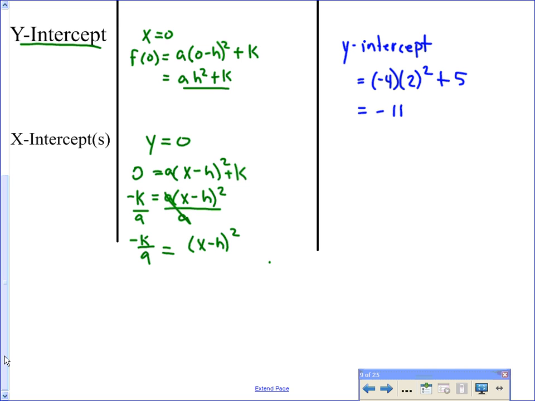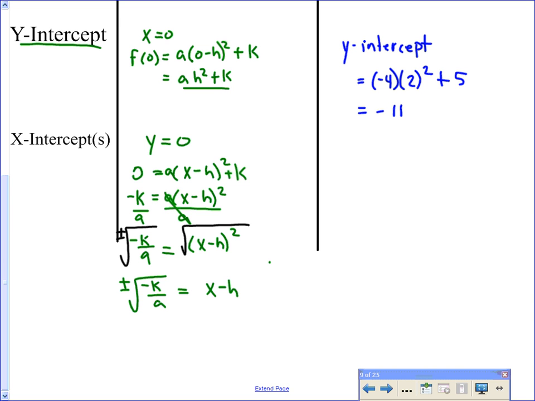And I'm not so much going to ask you to solve for these, but I am going to ask you to be able to use them in the problem. So now I'll take the square root of both sides, and this has got to be plus or minus. And when I do that, I end up with positive or negative square root of -k over a is equal to x minus h.